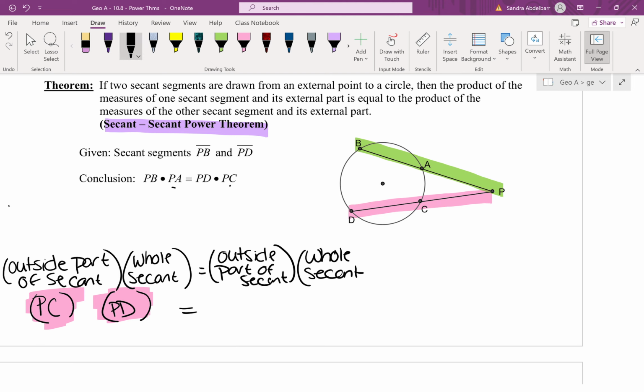Now let's look at the green secant. So now again, we want the outside part. What's the outside part now of the green secant? AP. Times the full secant. What's the full secant? PB. That's what I mean by outside part times the full.